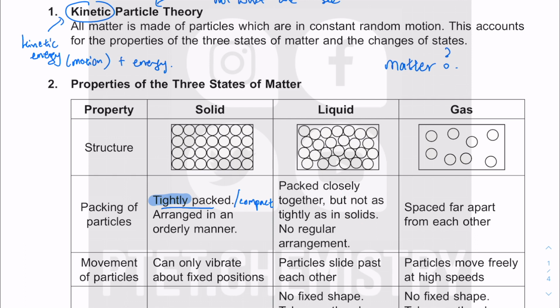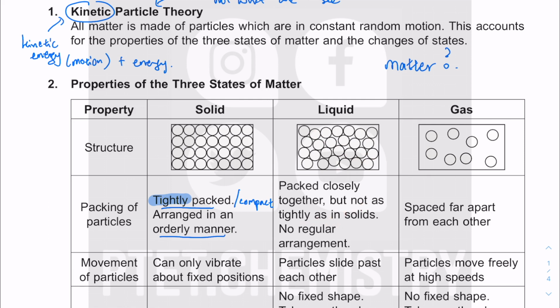All right, so this is arranged in an orderly manner. This is important. Orderly manner means you see they're arranged in like a fixed array of lattice, whereas here there's no regular arrangement because some of them are up, some of them are down, but there's a little bit more space in between, even though they are still touching each other. Some of them are not touching as much as others, okay, but that's because they are not packed as tightly as in solid.